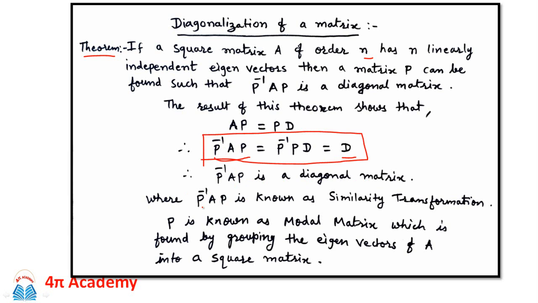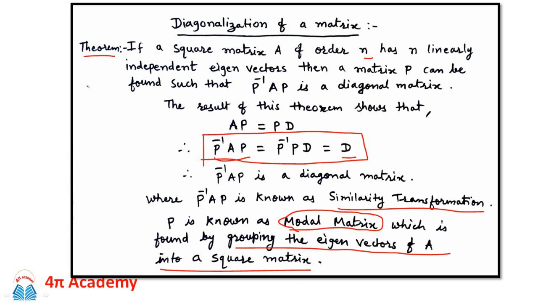Now this transformation, that is P inverse AP, is known as a similarity transformation, and here this P is known as the modal matrix. This is important. What is meant by modal matrix? This P is known as the modal matrix, which is found by grouping the eigenvectors of A into a square matrix. So we find this modal matrix by grouping the eigenvectors of A into a square matrix.